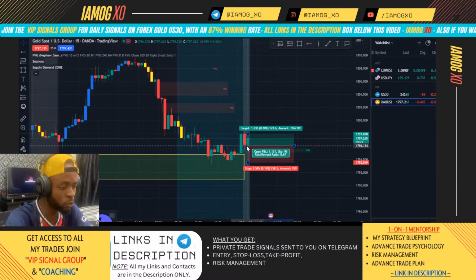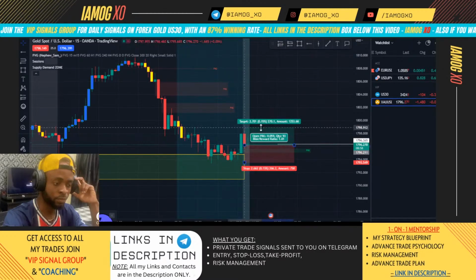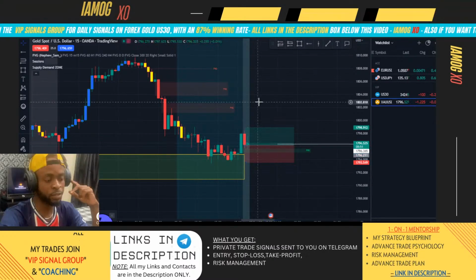Guys, it depends if you want to be a little bit more risk averse. If you want to leave the trade to run, then I would suggest do not move your stop loss to break even at this point, but let the trade hit 1 to 1. The reason why I like to say move your stop loss to break even on 0.5 is because of you guys, because I wouldn't want you guys to take a loss on the free signals.